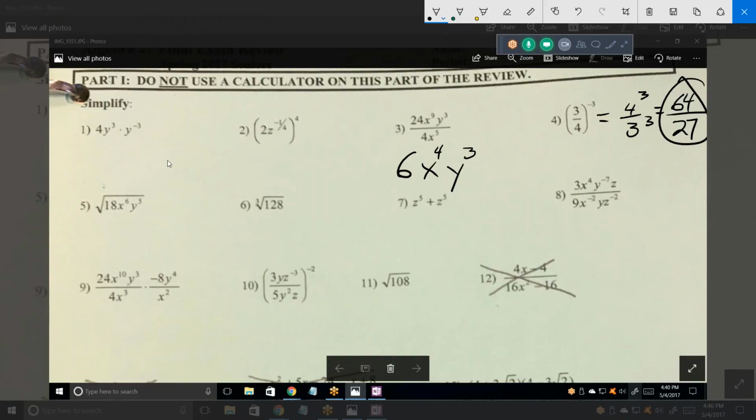And you can't simplify that, right? That's correct. I can only divide 27 by 3 and 9, and neither of those go into 64. So that's simplified. Okay. All right, let's look at number 5. Number 5.